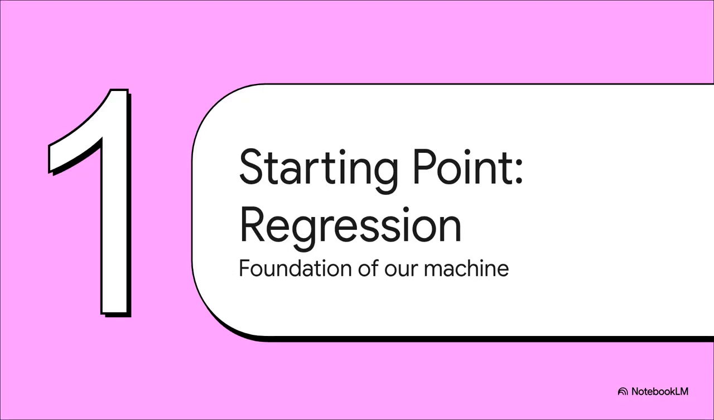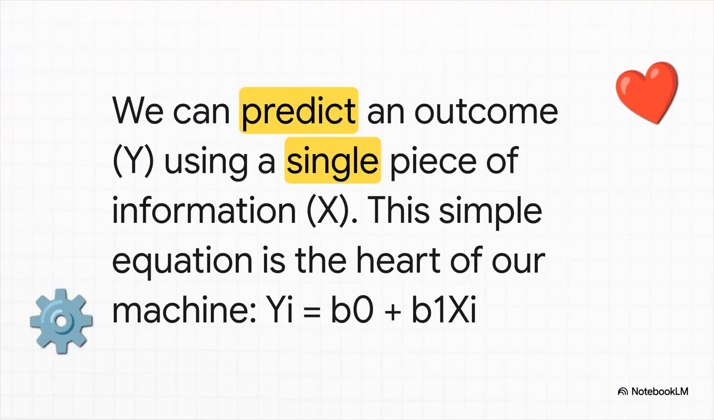Okay, first things first. Every great machine needs a solid foundation, a core engine. And for our prediction machine, that engine is the basic regression model. And this is it. This is the heart of our machine. It looks simple, right? But what this equation is saying is that we can predict some kind of outcome, y, let's say a house's price, using just one piece of information, x, like its square footage. So right now, x is the only dial on our machine. We turn that square footage dial up or down, and the machine spits out a price prediction.